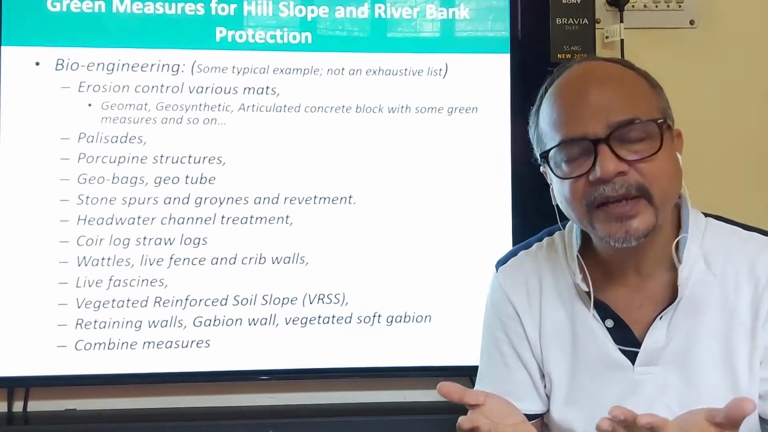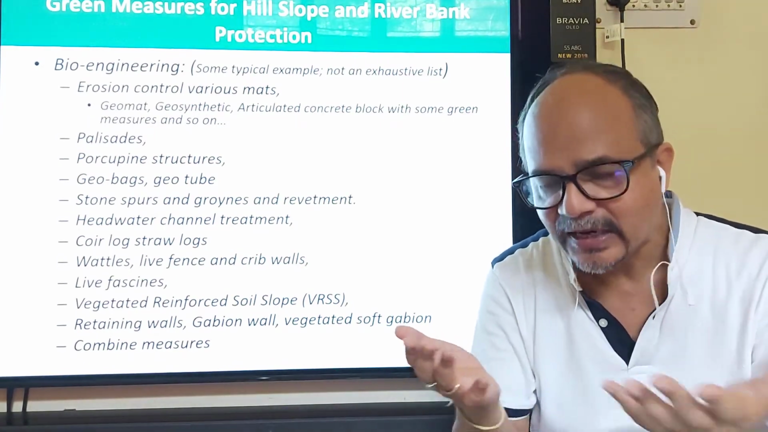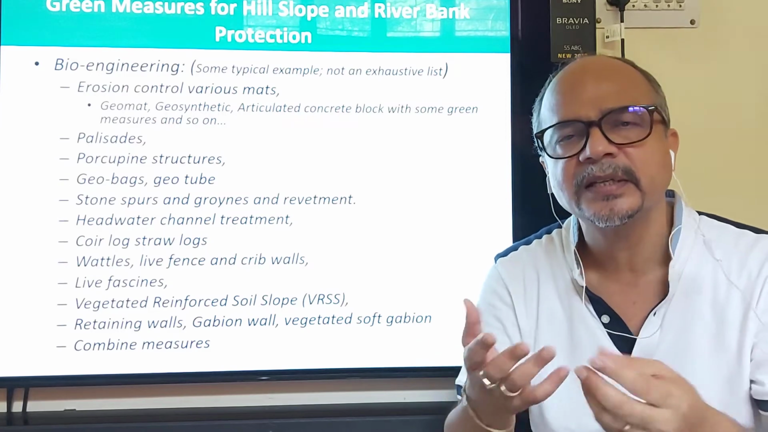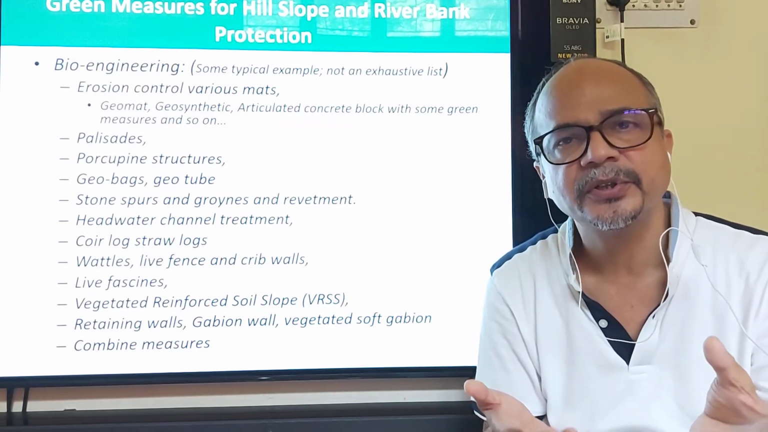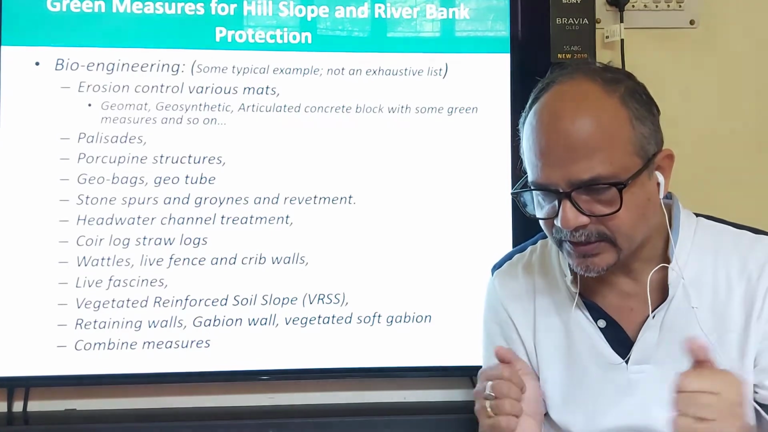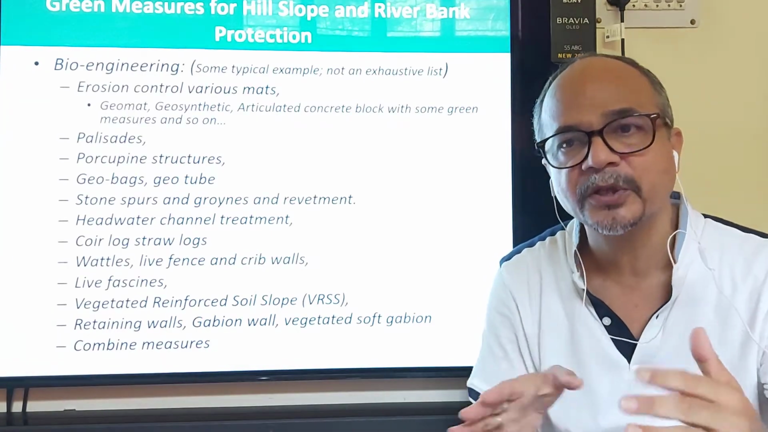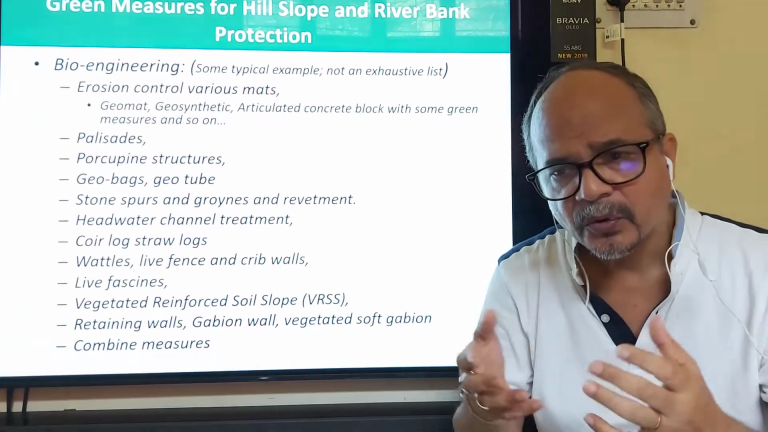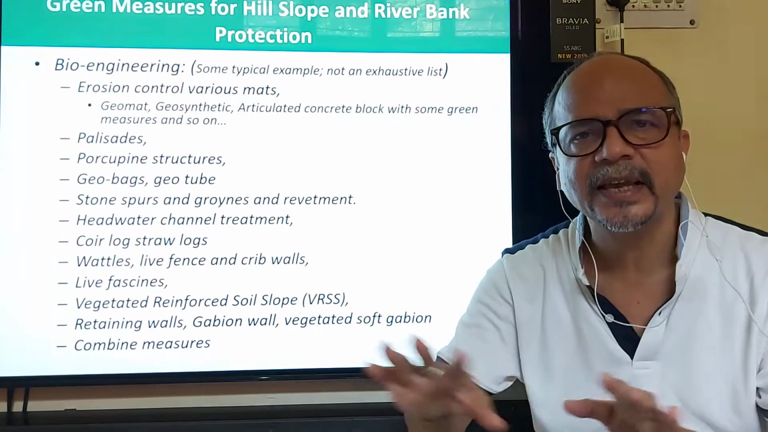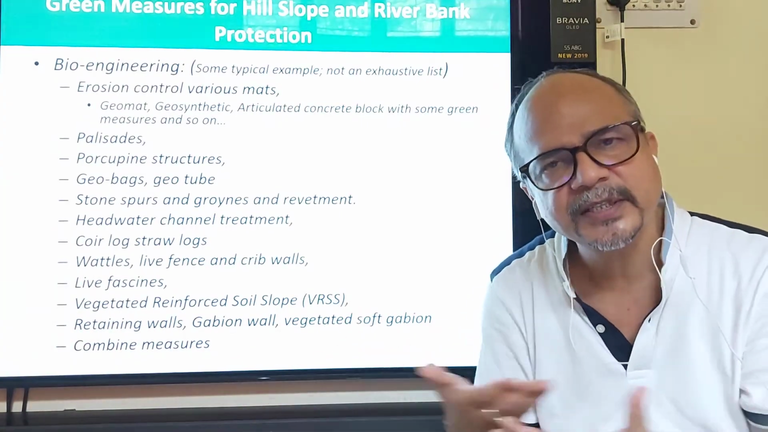If the geobags are there, it looks like a gunny bag, but it is not a gunny bag. It can be of synthetic material, and high strength, so the durability is more. And this can be of different sizes, starting from say 1 meter or 2 meter, big sizes are also there.